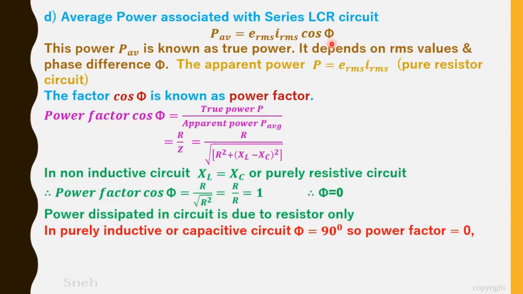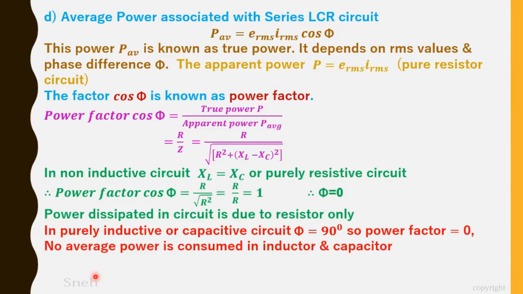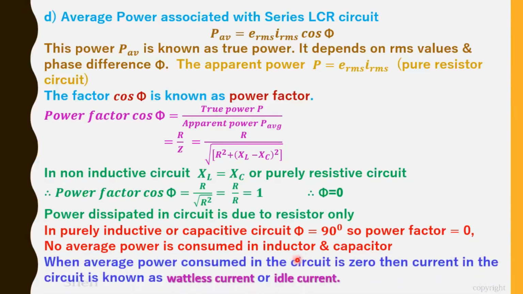And we are knowing that in inductive circuit and capacitive circuit, always there is a phase difference of pi by 2 between EMF and current. Same thing, we are getting that there is a phase difference of 90 degrees, or pi by 2 radian, and power factor is 0. As power factor is 0, we say that no average power is consumed in inductor and capacitor. As earlier I told you, power is dissipated in resistor only. Same thing now I am writing as no average power is consumed in inductor and capacitor.